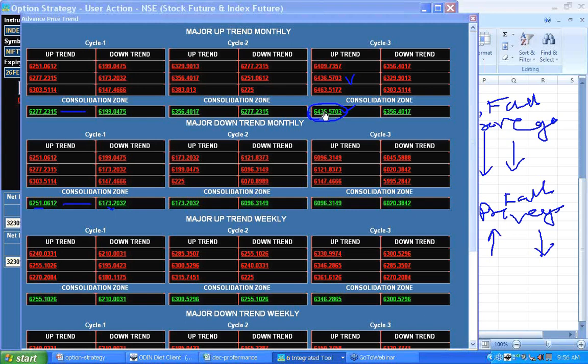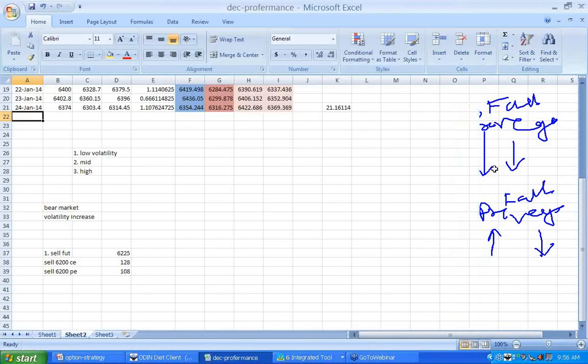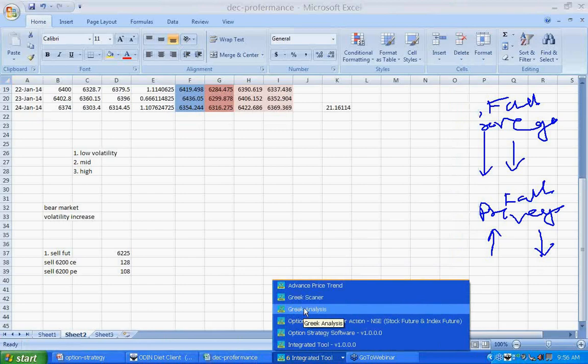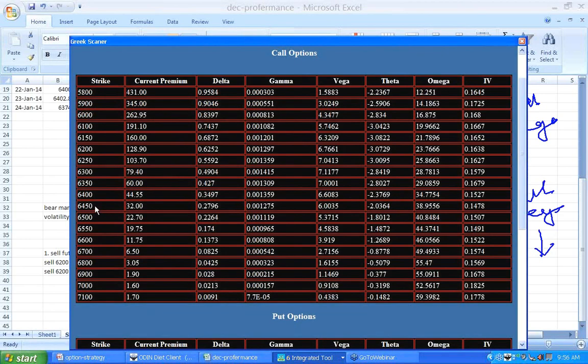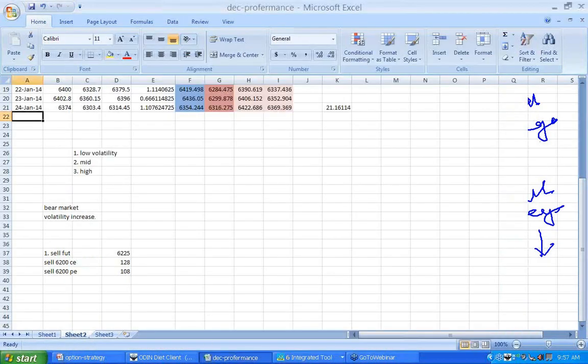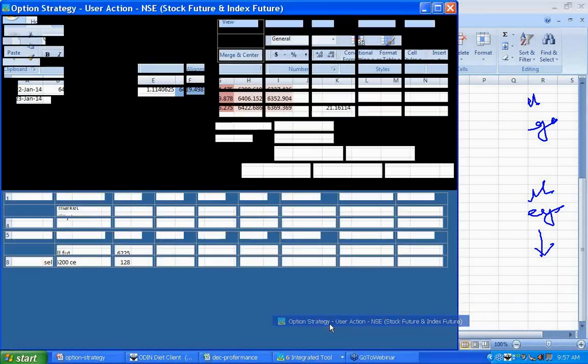If this gives me a breakout, then I will have a great move and it can take me to the 6463 level. So near 6436, I need one strike. In the Greek scanner, for 6436, my focus is the 6450 call option, which has a delta of 0.27. So I have negative delta of 1.22 divided by 0.27, so I need around 4 lots of this.